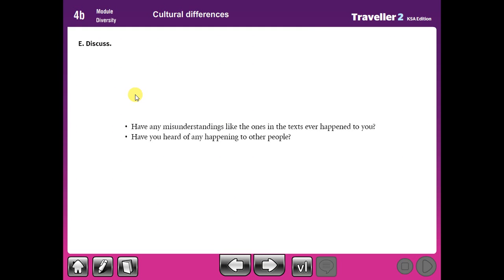E, discuss. Have any misunderstandings like the ones in the text ever happened to you? Have you ever visited some country and you did something or saw something and you had a misunderstanding of that? Have you heard of any happening to other people? So give the students a chance to express their ideas or situations.